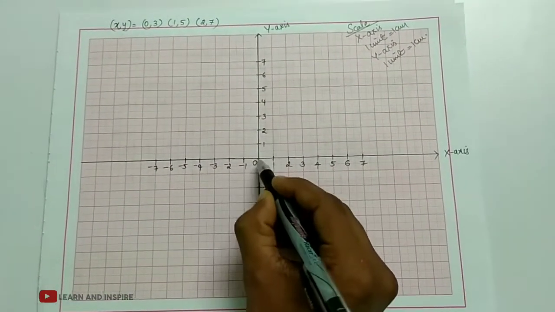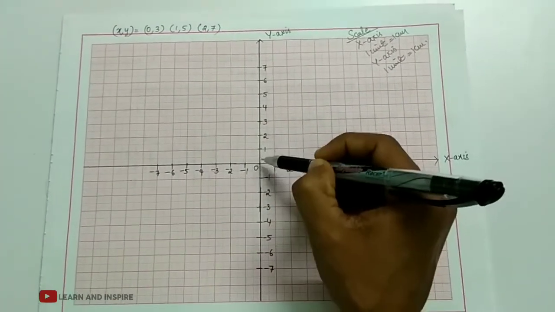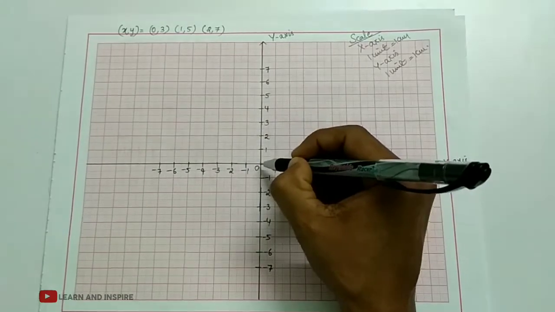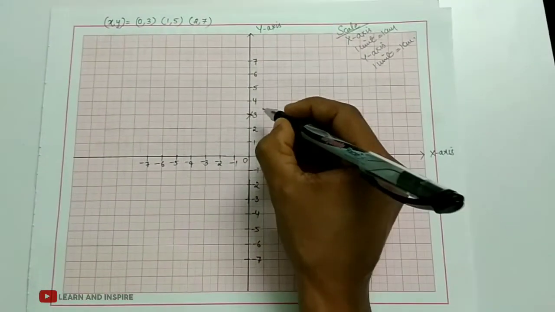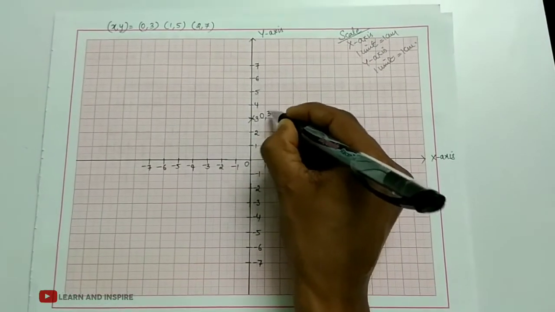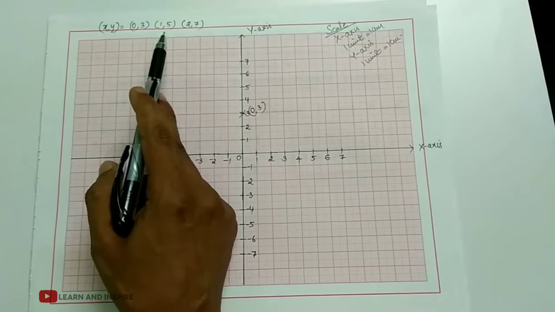So 0 is the x coordinate, so here is 0, and 3 is the y coordinate. The y coordinate is on the vertical line, 0 comma 3. So here is 3, and here I represent 0 comma 3. Okay, next coordinate point: 1 comma 5.